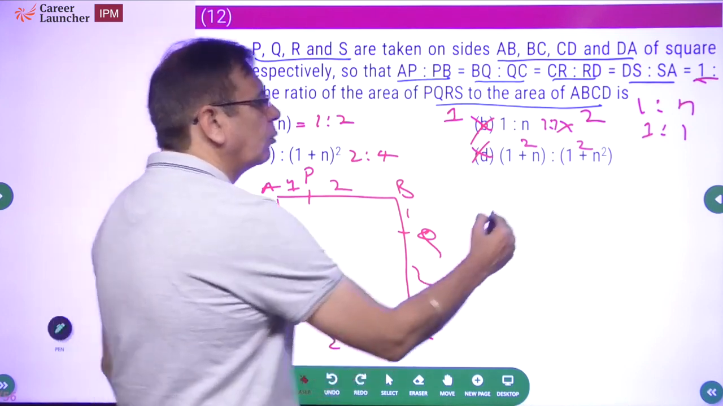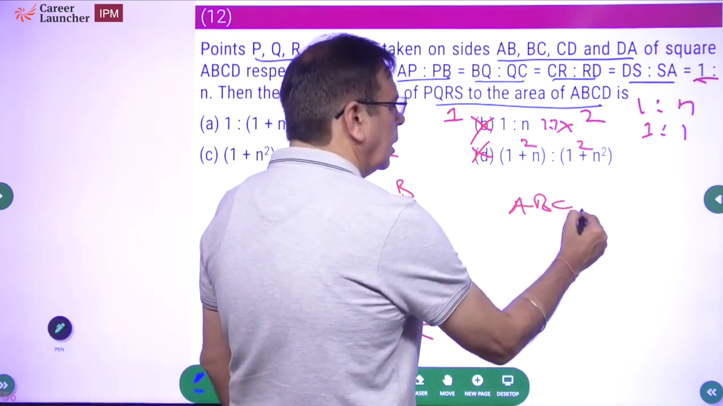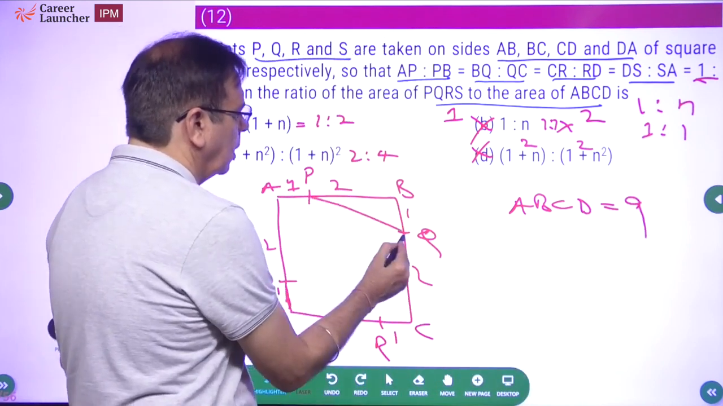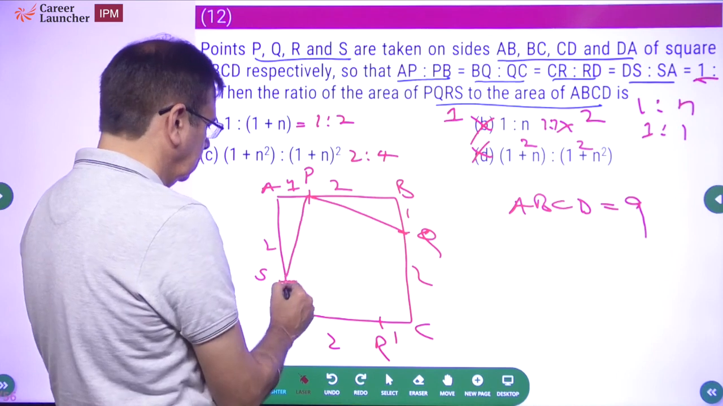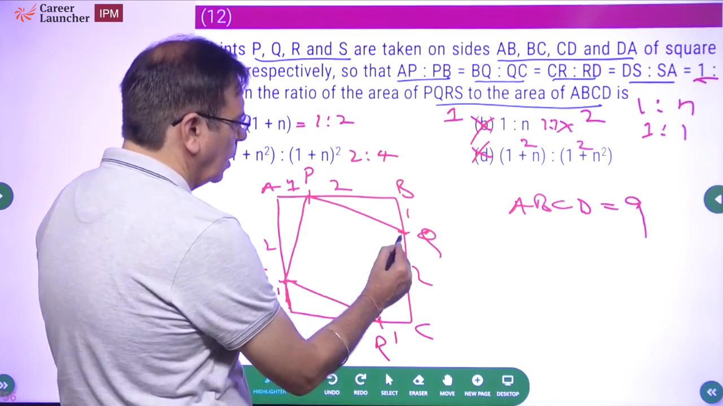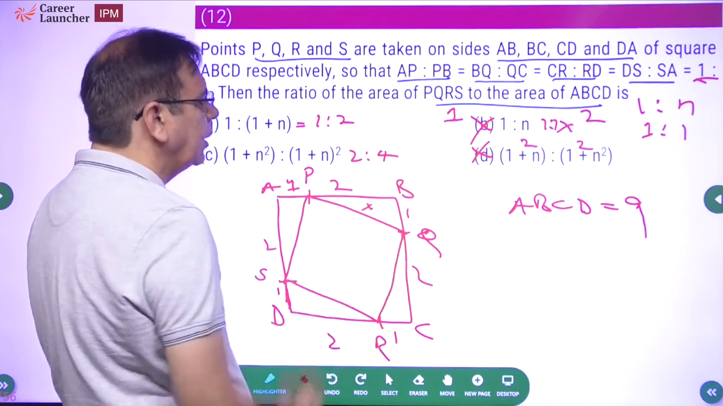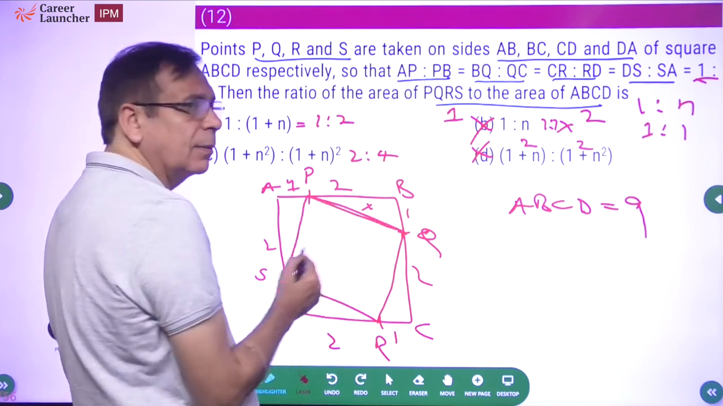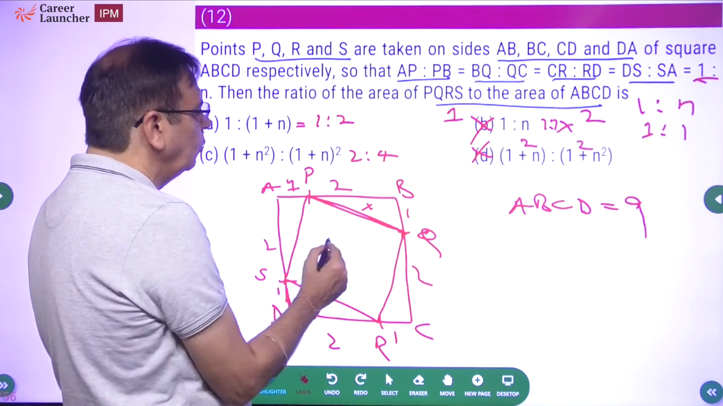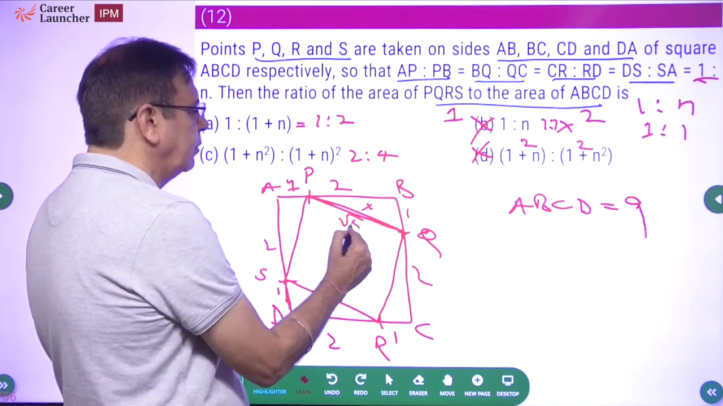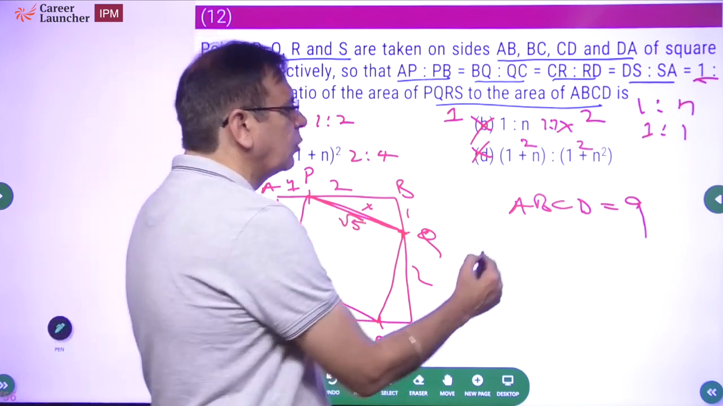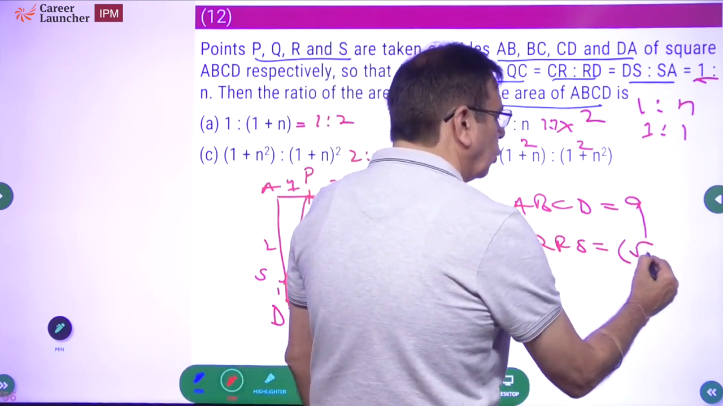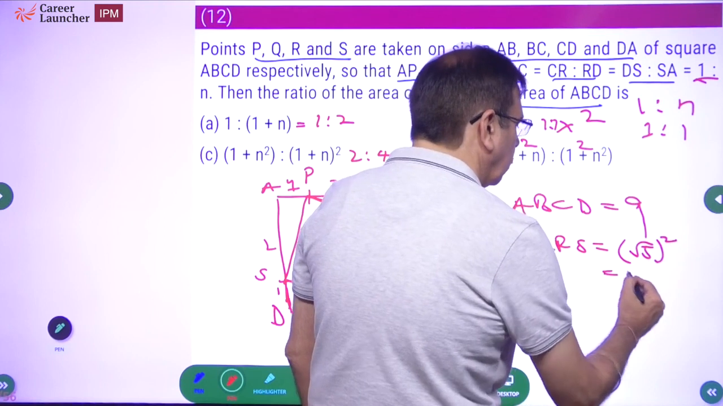So what is the area of square ABCD? 3 squared, 9. What is this area equal to? Forget about this area. What will be this? This is Pythagoras theorem. 2 squared plus 1 is 5. This is under root 5. So area of PQRS will be the square of under root 5, which is equal to 5.